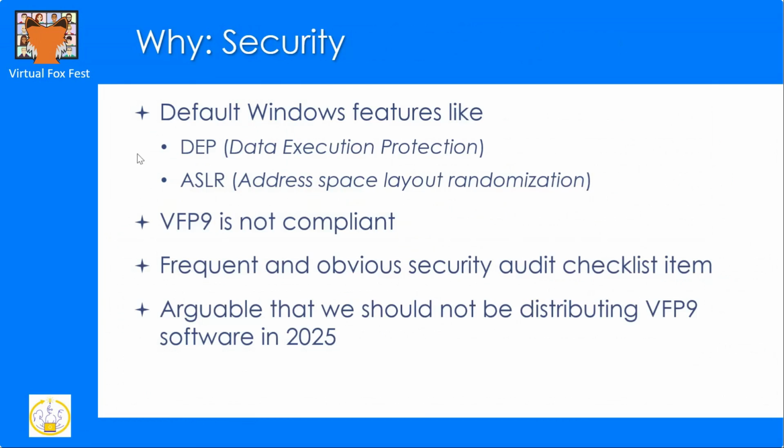And ASLR basically means that whereas back in the VC++ 6 days, it was regarded as best practice for DLLs to have a defined base address, we figured out that it's not a good idea to tell a hacker exactly where to look for important structures. ASLR randomizes the base address of a DLL, which means a hacker can no longer easily guess where to find things. Bottom line is VFP9 is not compliant. Now, x64s are DEP compliant by default, and most of them are ASLR compliant.